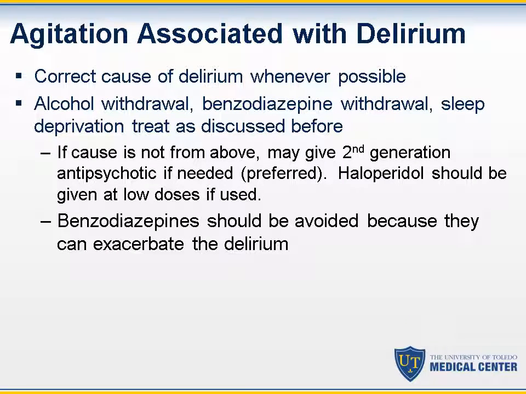So as we've said before, whenever possible, we need to correct the cause of delirium. So if it's alcohol withdrawal, benzo withdrawal, sleep deprivation, we're going to treat as discussed before. We're going to give a benzodiazepine. We're going to induce sleep. If it's caused from something else, an antipsychotic may be needed, especially a second generation. If you use haloperidol, it should be used at low doses. So we're talking 2 milligrams, 3 milligrams, less than 5 milligrams. Benzodiazepines actually should be avoided because they can exacerbate the delirium.